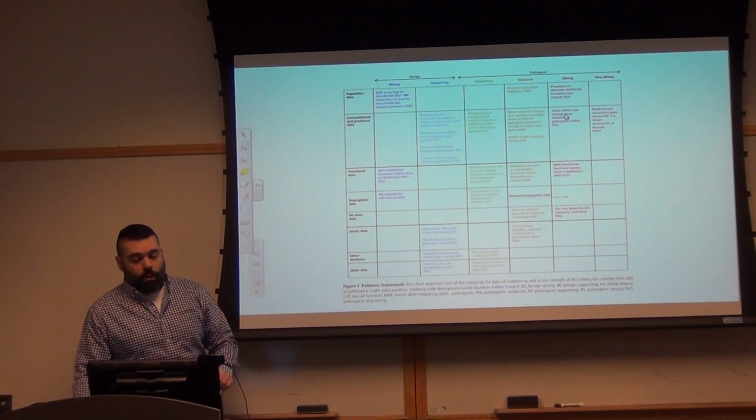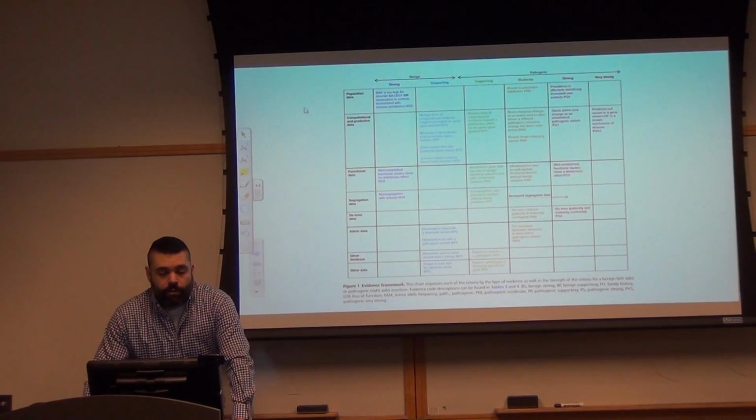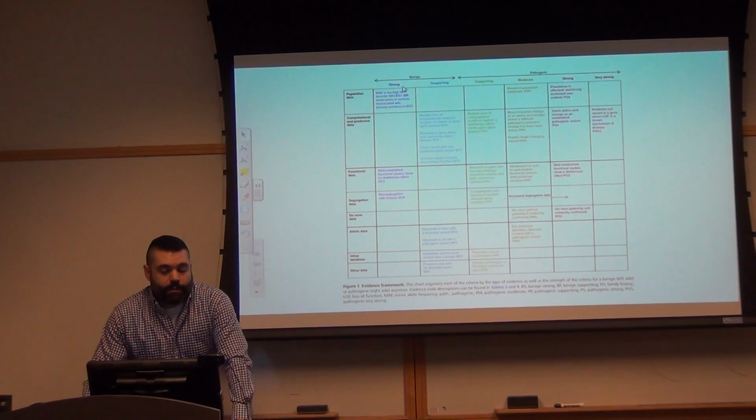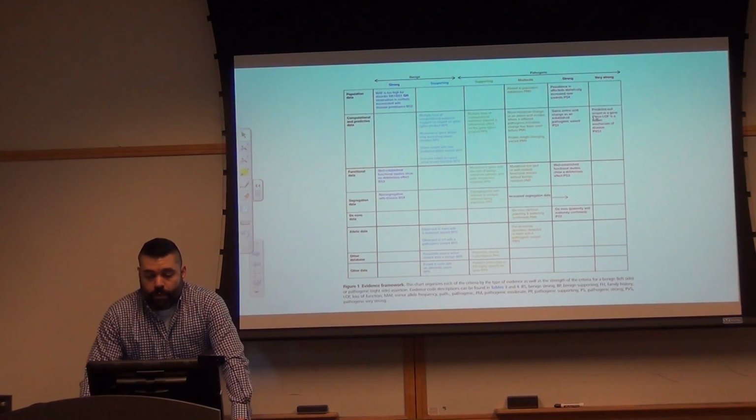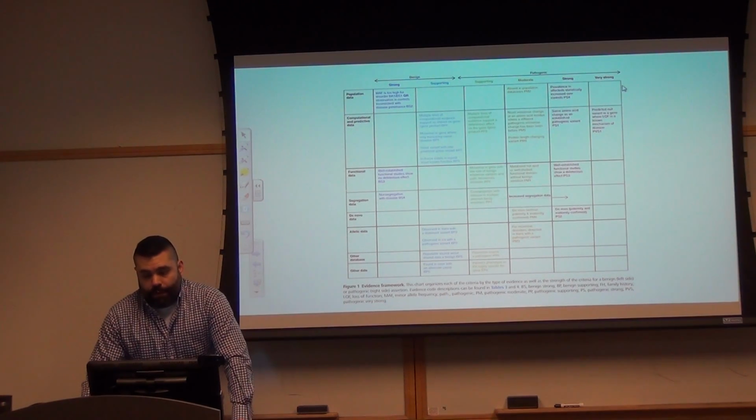This is a better way to show this. This is a table that shows you the levels of evidence. So if you're over here, the minor allele frequency is too high for the disorder, that's strong evidence towards being benign. And again, if you have a predicted null variant in a gene where loss of function is a known mechanism of disease, you have very strong evidence towards pathogenicity.